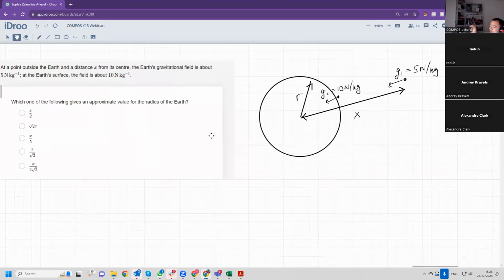This is very similar to one of the problems from the assignment. So what do we do? We say that g1 is GM, where M is the mass of the Earth, divided by x squared, and g2 is equal to GM over r squared.